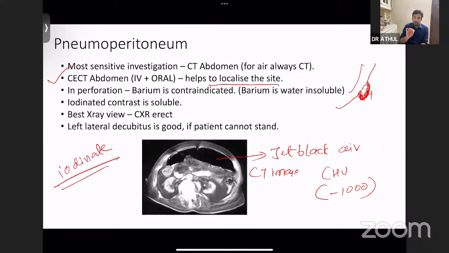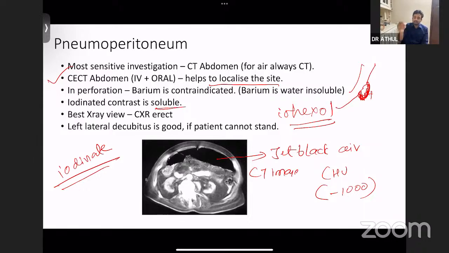Don't give barium when you are suspecting perforation because it will result in multiple complications. Always give iohexol. In exams, they can confuse you. So whenever you are suspecting gastrointestinal tract perforation, never ever give barium. Always give water soluble iodinated contrast because barium is water insoluble. It will cause barium granulomas, multiple comorbidities, multiple problems. So never give barium. That is the take home point.